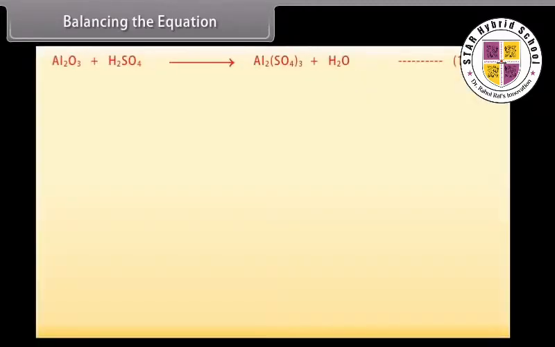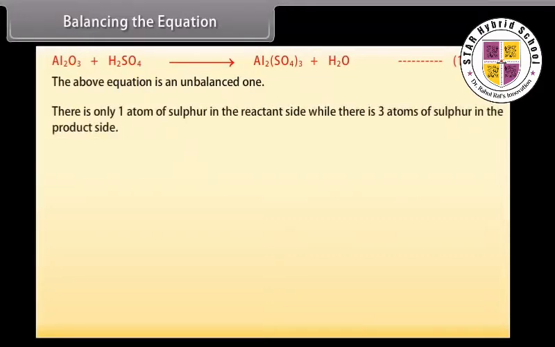Balancing the equation. Al2O3 plus H2SO4 gives Al2(SO4)3 plus H2O. Equation 1, the above equation, is an unbalanced one. There is only one atom of sulfur on the reactant side, while there are 3 atoms of sulfur on the product side.